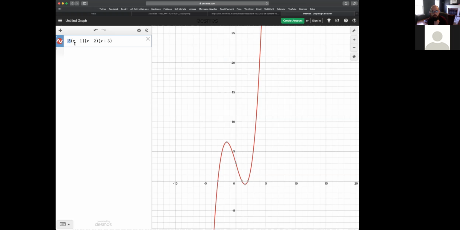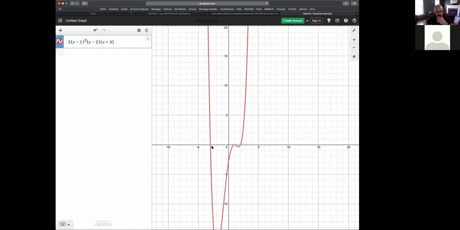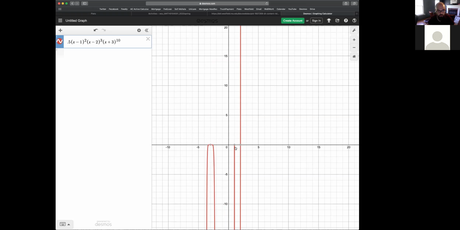Could we take one of these terms to an exponent? Yeah, so we could square this term, right? So if I square this, let's check my zeros again. Where does it cross? We have a -3, a 1, and a 2. And it seems like here, this is still a polynomial, and we still have the same zeros, but it's somehow different, right? So I could do the same thing, right? I could cube this, or I could make this to the 10th power or something, right? We're still only going to have these zeros.